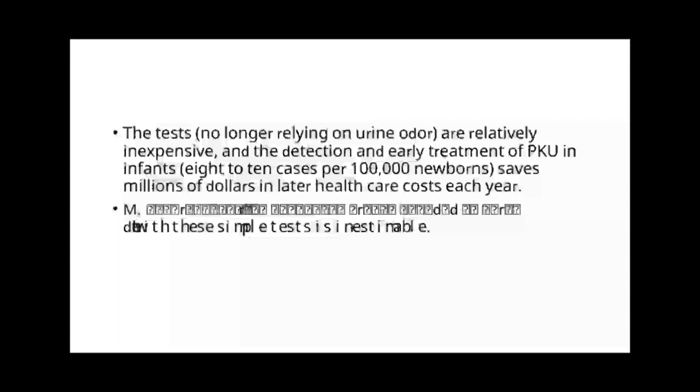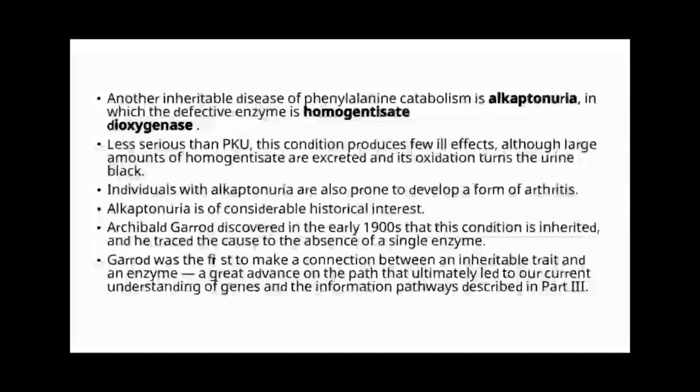Let's talk about another inheritable disease related to phenylalanine catabolism, called alkaptonuria. The defective enzyme here is homogentisate dioxygenase. Compared to PKU, it's less serious and usually causes fewer problems. However, it does lead to the excretion of large amounts of homogentisate, and when this oxidizes, it turns the urine black, something quite distinctive. People with alkaptonuria are also more likely to develop a type of arthritis, which adds to the health issues they face.